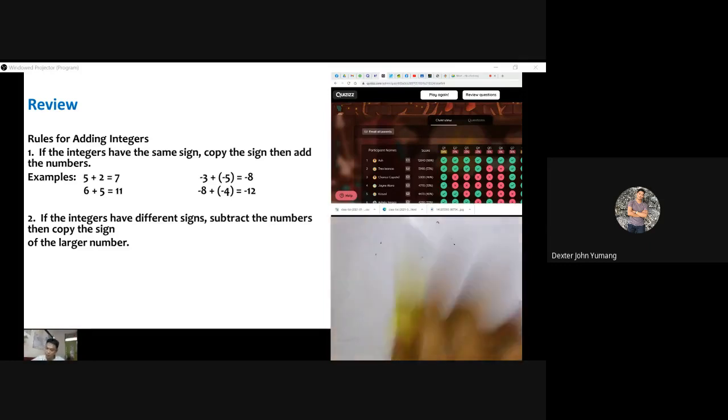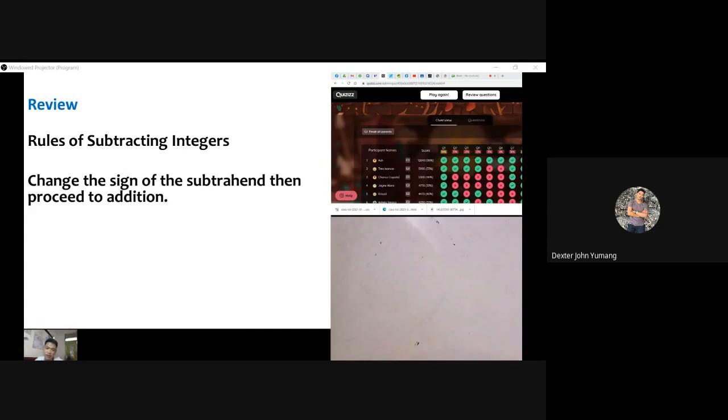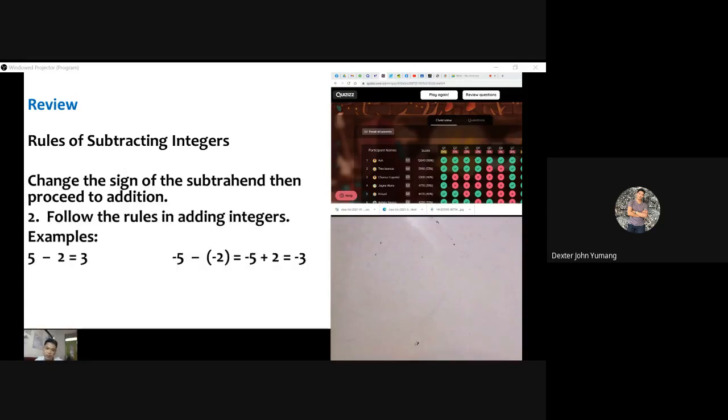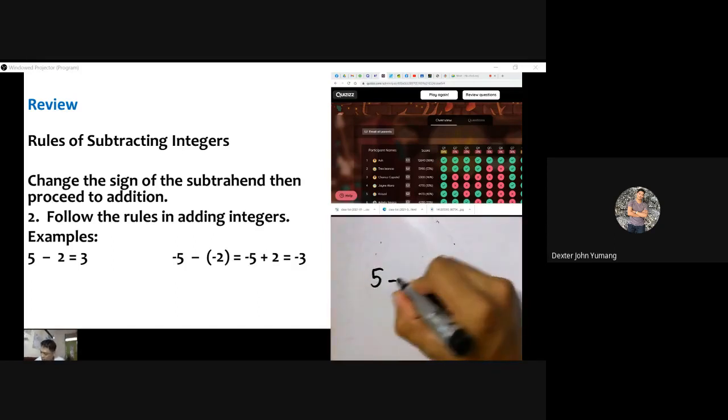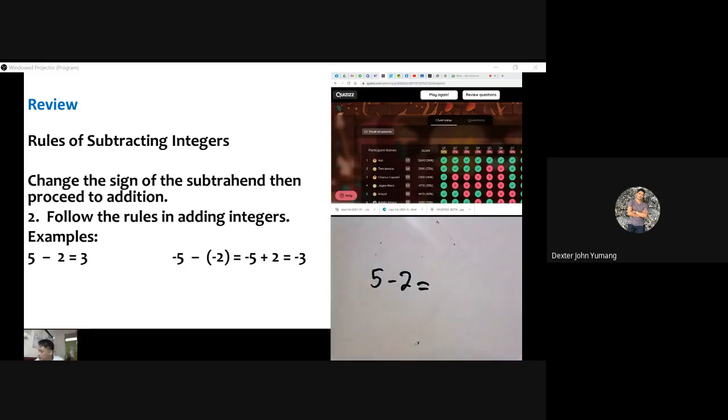Very good. Okay, let's have example, rules of subtracting integers. So integers naman tayo, pero subtracting. Change the sign of the subtrahend and proceed to addition. Ito nakakalito. Mahirap siya sundin kung ganito ang gagawin natin. For example, 5 minus 2, simply subtract it. 5 minus 2 is 3. What about negative 5 minus negative 2?